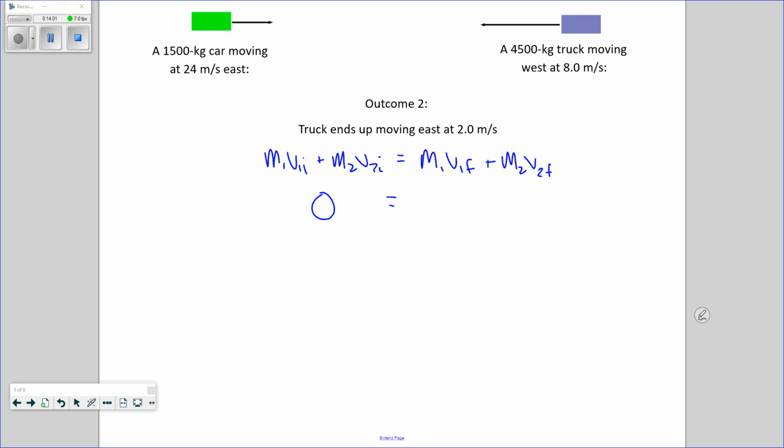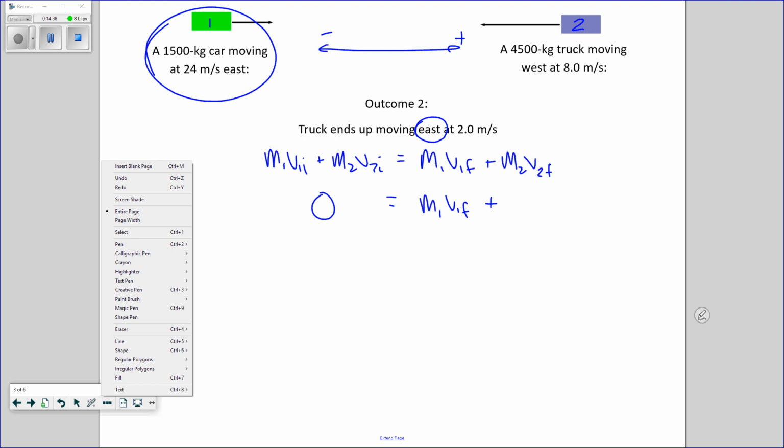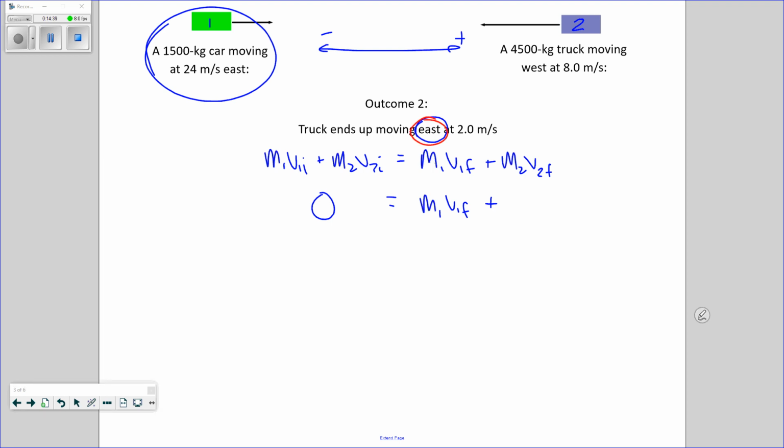Now what we're saying is the truck, remember that's number 2, moves east at 2 meters per second. The question is, that means we must be able to figure out what happens to number 1, the car. So I'm going to say M1 V1 final. Now look, the truck moves east at the end. That means that's a positive final momentum. If we say that this way is the positive direction, this way is negative. So this saying east translates to this object's momentum actually being positive.